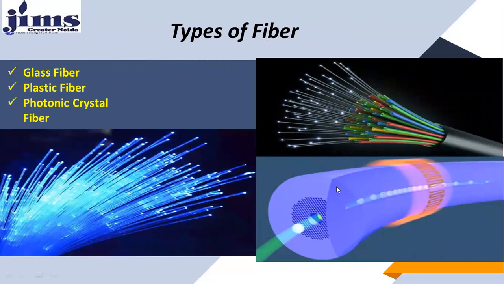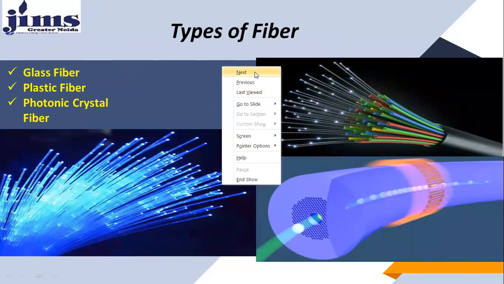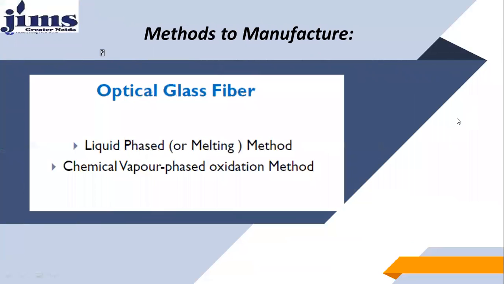Basically three types of fibers are available: glass fiber, plastic fiber, and photonic crystal fiber. These are the types of fibers that are available in the market. Now, the method of manufacture of these fibers. Most of the fibers are based on glass. For optical glass fibers, the methods are the liquid phase or melting method, or chemical vapor phase oxidation.